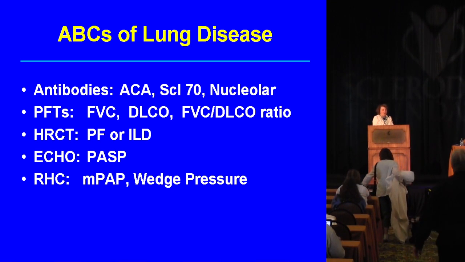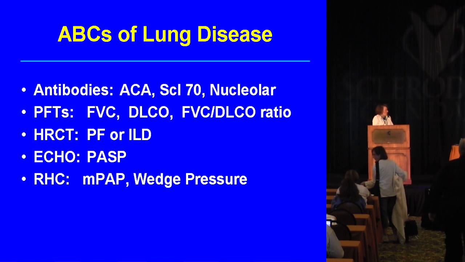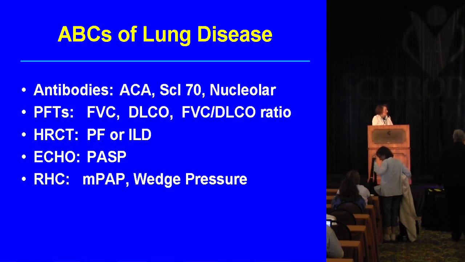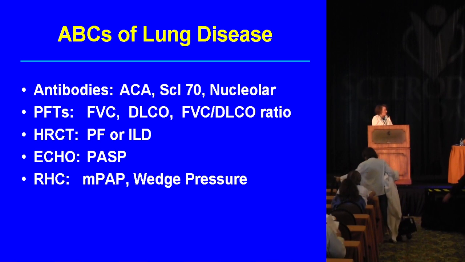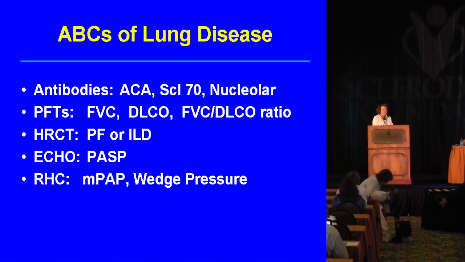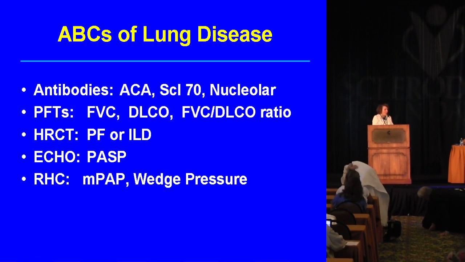So we're going to talk about autoantibodies. We're going to talk about pulmonary function tests, or PFTs. We're going to talk about X-rays, or the HRCT. We're going to talk about different kinds of lung disease, pulmonary fibrosis and pulmonary arterial hypertension. We're going to talk about the echo and the PASP and RVSP. Hopefully you'll know all these terms when we finish.